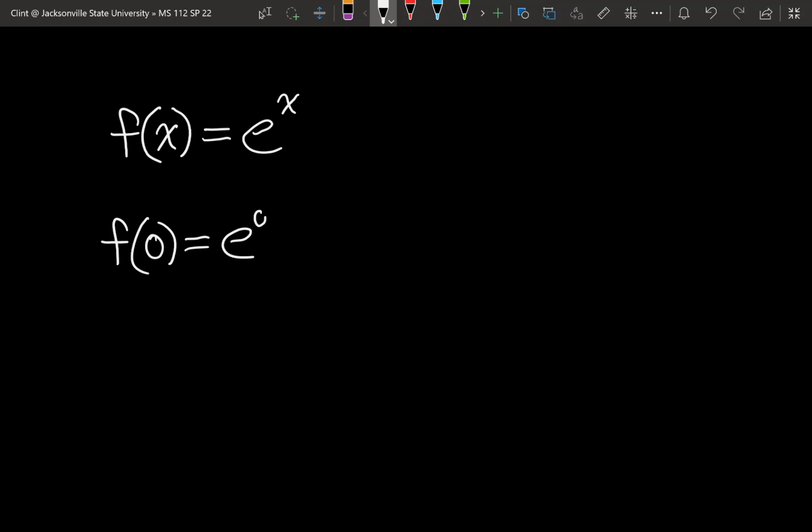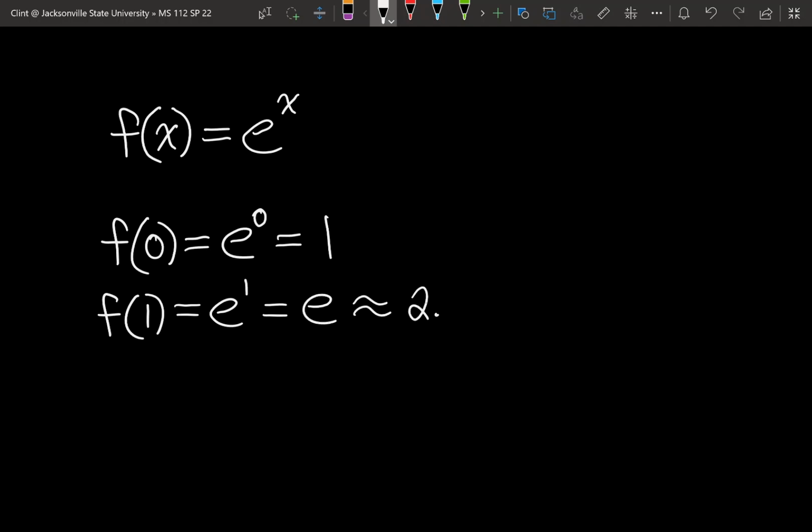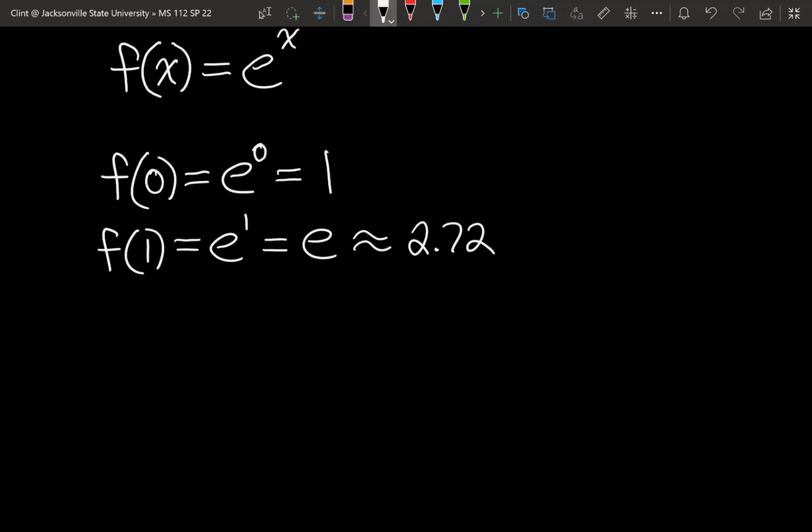So there are a few values, like 0. If we do e to the 0, anything to the 0th power is 1. And then another easy value, if we've got e to the 1, that's e, so about 2.72. Beyond that, we just have to use a calculator. And your calculator should have an e button on there. If you have trouble finding that on your calculator, bring your calculator to class next time. I'll be glad to help you find that.